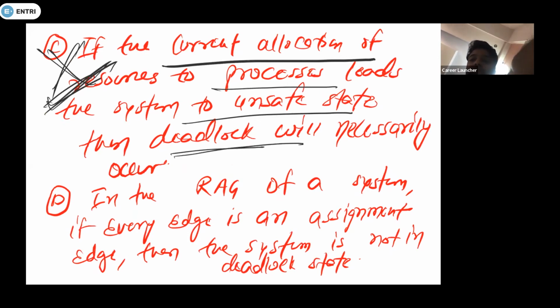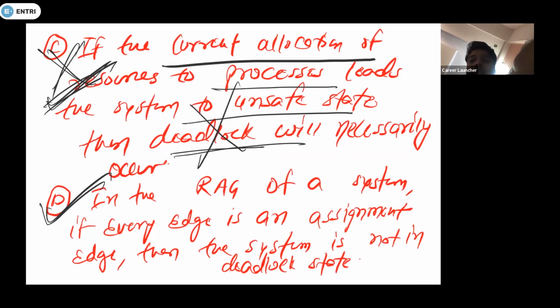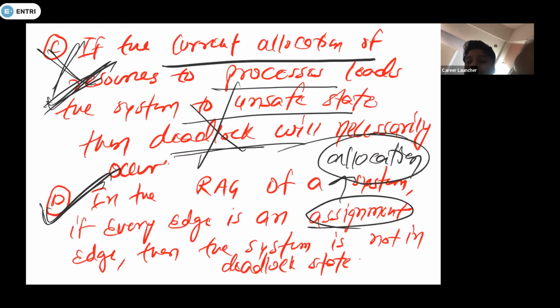Okay, then not. And D. D is what? If every edge is an assignment edge, then the system is not in deadlock state. Yes. If every edge is only allocation, it means there is no requirement of the resources. So deadlock is not possible. Every edge is an assignment edge, allocation edge only, then the system is not in deadlock state. So D is the correct one.